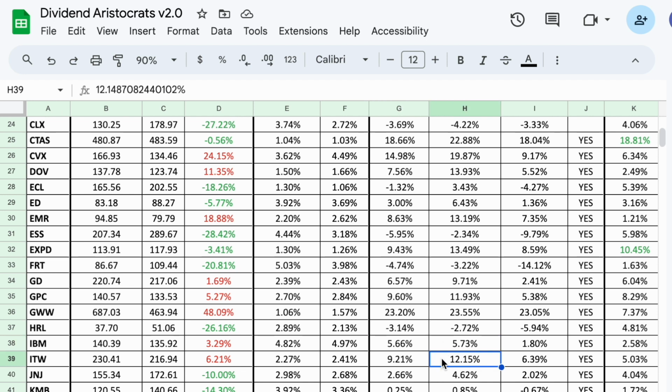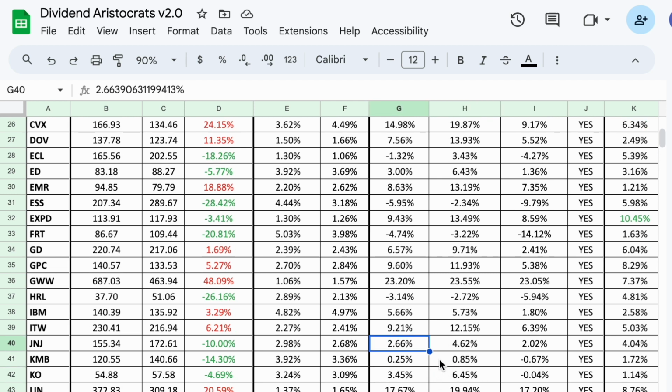Illinois Toolworks passes the test with a return of 12.15% while undervalued, compared to 9.21% overall. Johnson & Johnson passes the test with a return of 4.62% while undervalued, compared to 2.66% overall. Kimberly-Clark passes the test with a return of 0.85% while undervalued, compared to 0.25% overall.